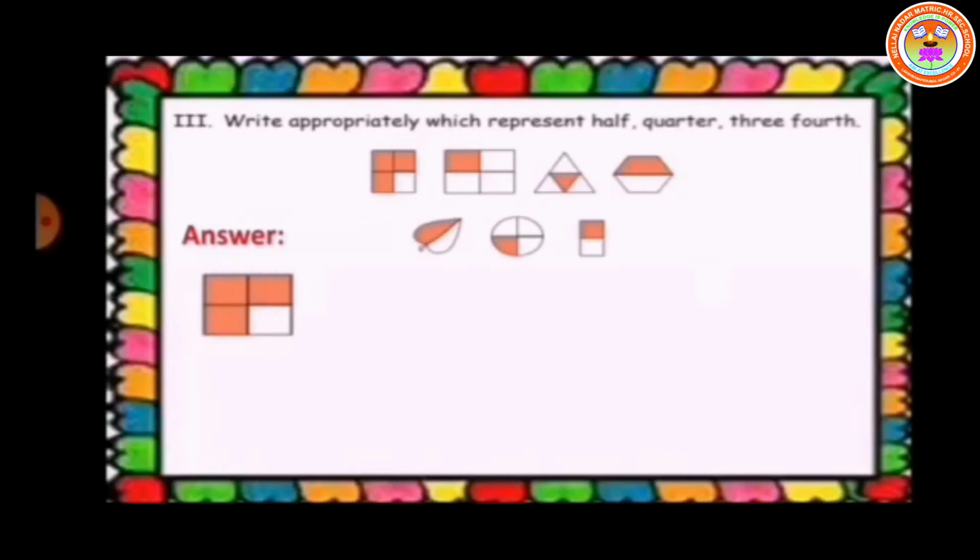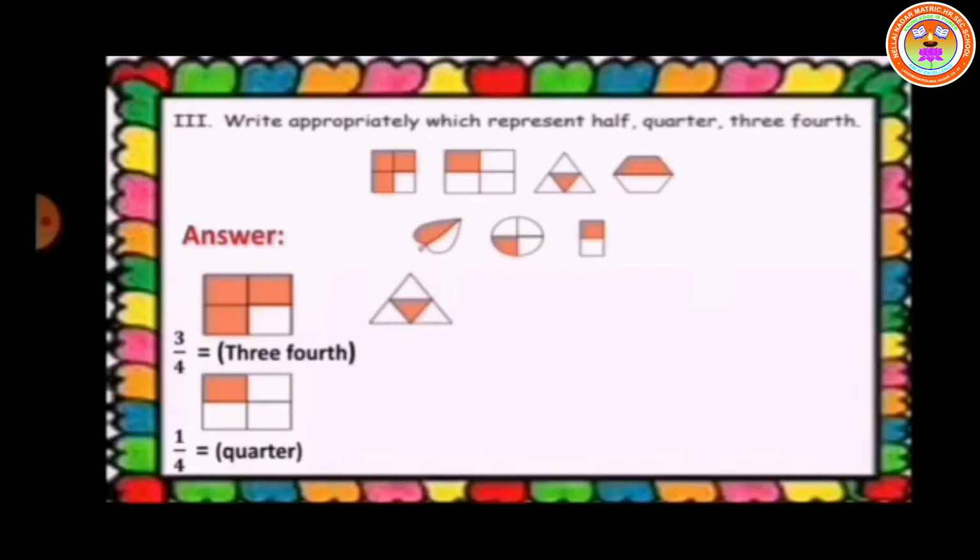First picture, square. It has been divided into 4 equal parts and 3 parts have been shaded or colored. So the fraction is 3 by 4. It is called 3/4. Second picture, only one part is colored, so the fraction is 1 by 4, that is quarter.